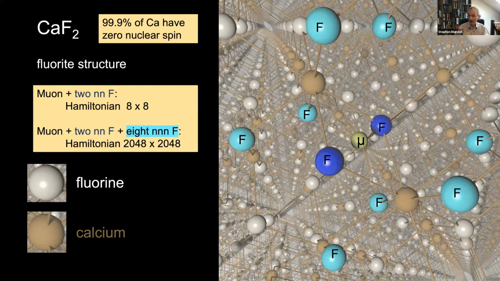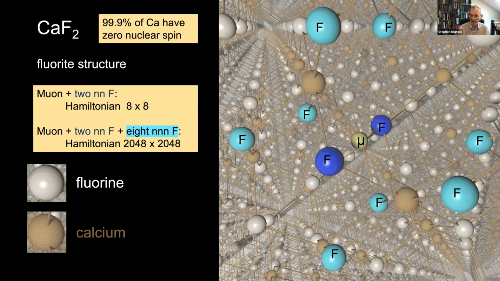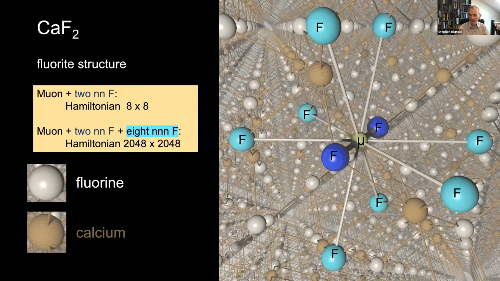Now, of course, there are a lot of other fluorines in the crystal, and you really want to include those as well. You can't do that exactly, but we have a method for including that as well. And the other thing I should point out is that the muon pulls the nearest neighbor fluorines in, and this is an effect that we've been able to study using DFT. So you can see this effect between the fluorines pulling the muon pulling the fluorines in.